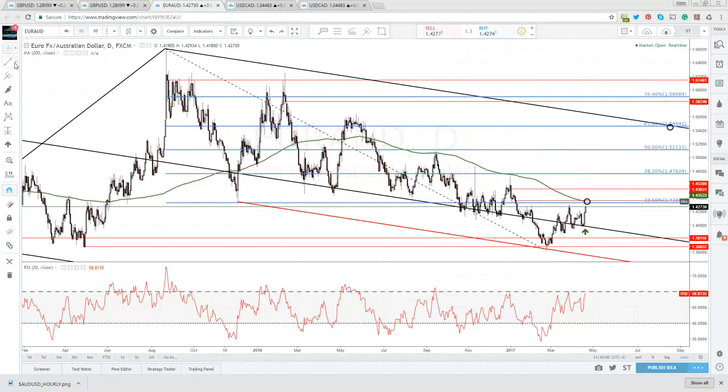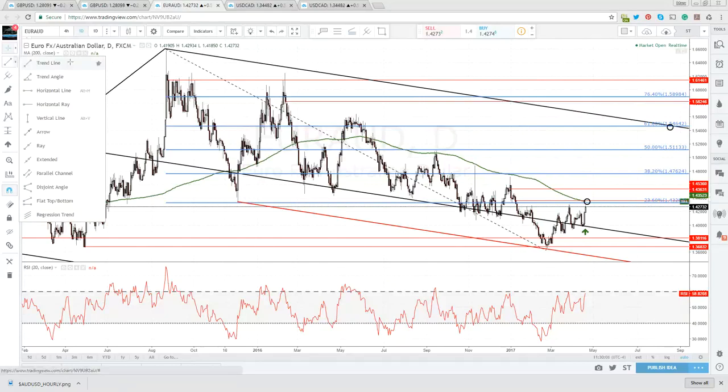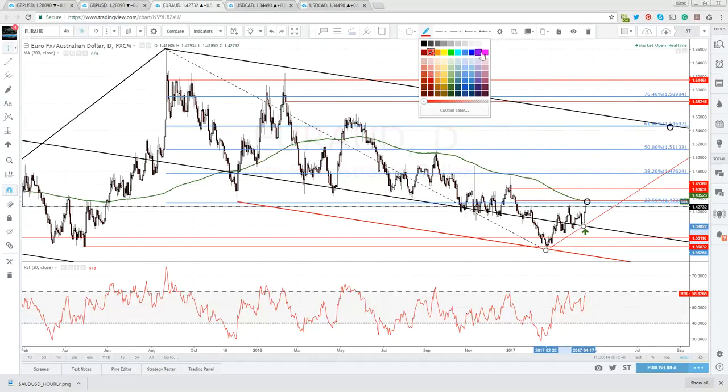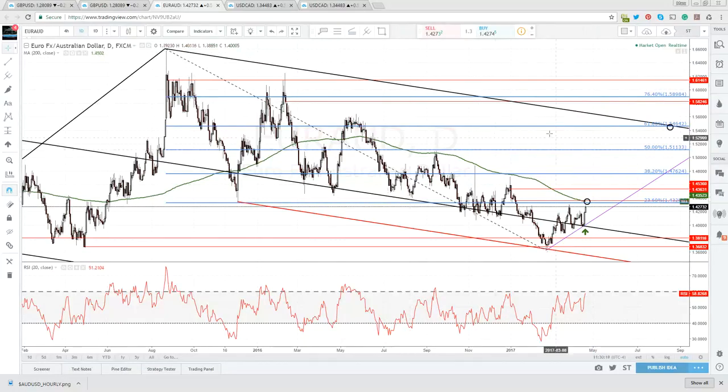I'm doing analysis on the fly here. Let me draw a little trend line here, and it's not really a trend line, because a trend line only exists in my mind with 3 touches, but the first word in trend line is trend, so this would kind of describe trend, right?